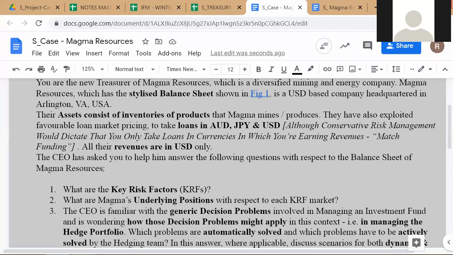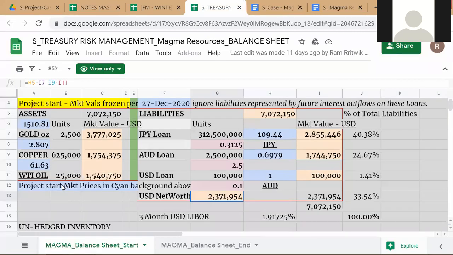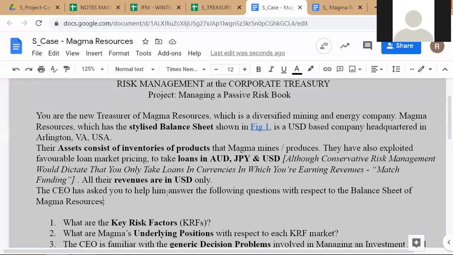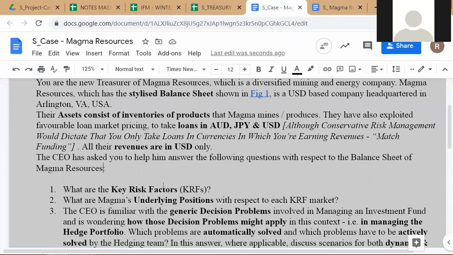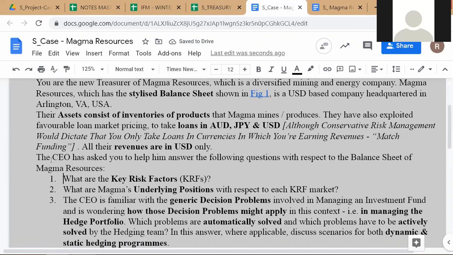So we are here. The match funding rule has been violated by this company, like many companies do, and this is the situation. Let's see what the questions are in the case. The treasurer comes in, and the CEO wants the treasurer to help him answer the following questions with respect to the balance sheet. This is how the case has been set up. I'm going to just reduce this so we can see everything in one view. The first question is, what are the key... If you have questions, just interrupt and ask me.